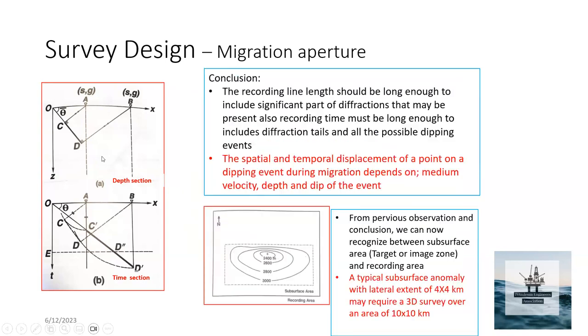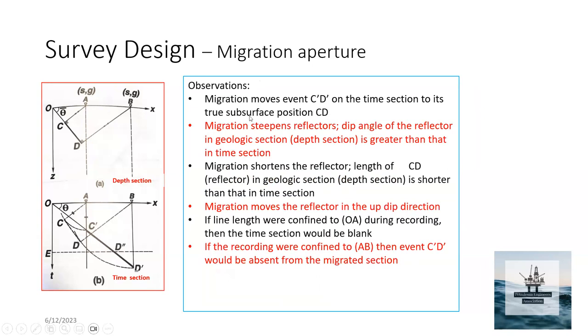Okay, we will explain the survey design point in two slides. The first one, we have some observations, okay? The migration itself is part of the processing sequence. You do acquisition, processing, and interpretation. The migration step is one of the processing sequence that we will explain in day two, tomorrow, okay? This is the main target of the processing, is to do the migration.